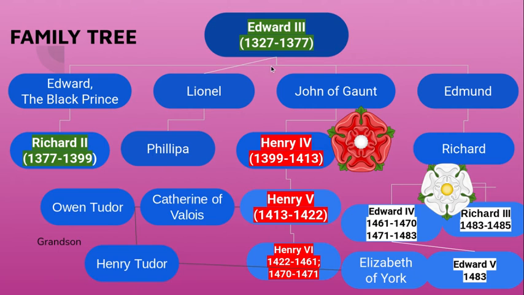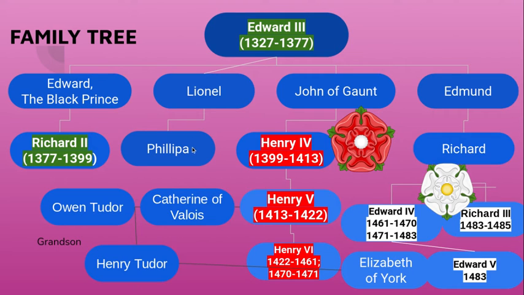When Edward III died, the throne should have gone to his eldest son, but he was already dead, so it went to his eldest grandson, Richard, who became King Richard II. You may know him from the famous Shakespeare play. Richard II was murdered by his cousin Henry, who became King Henry IV after Richard's death.